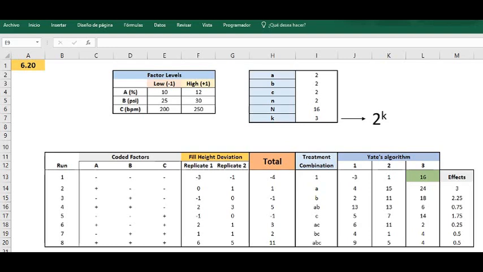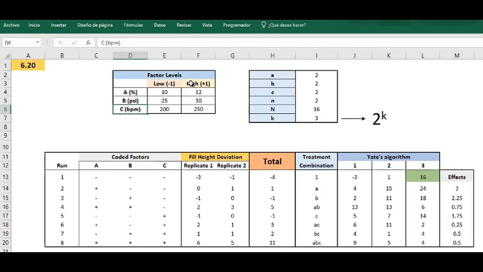In this particular problem, we already mentioned that the engineer can control three factors. In this Excel file, they can be found in this table, represented with the letter A for the percentage of carbonation, B for the pressure, and C for the line speed. These three factors are at two levels, a low one and a high one.